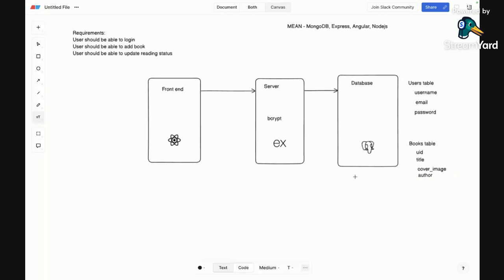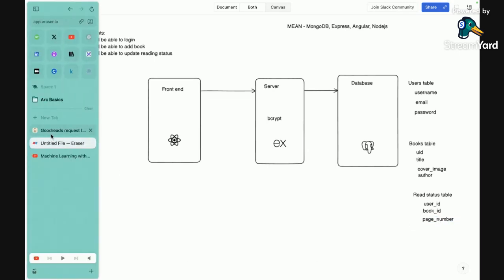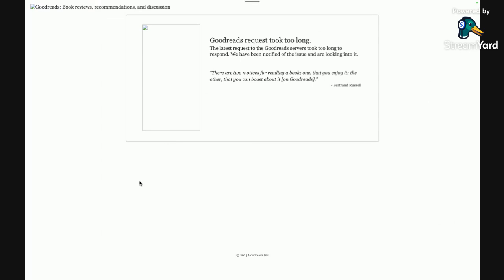Then there will be another table called read status. Here we will have the user id, then the book id, and maybe a page number could be here, so that we can understand which page they are on. So Goodreads would have downloaded.